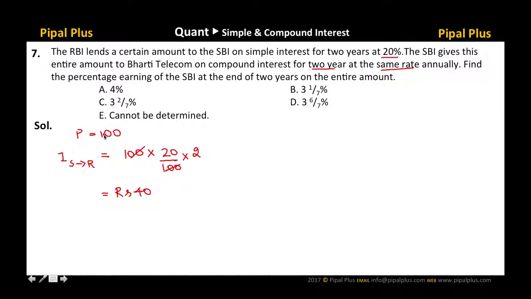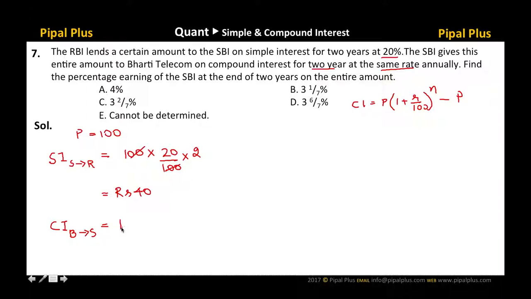All right. However, what SBI earns is interest, the compound interest. This was simple interest. SBI earns compound interest, which the company B pays to SBI. This is going to be the amount that will be due at the end of 2 years minus the principal. So in case of compound interest, you would know that the formula is the amount minus the principal. So we'll apply this here.